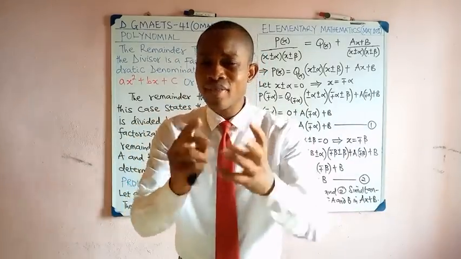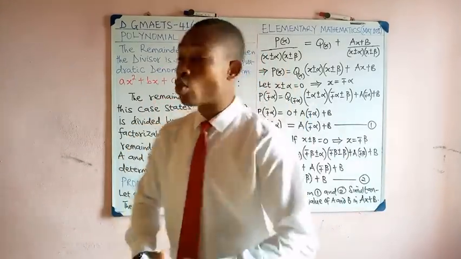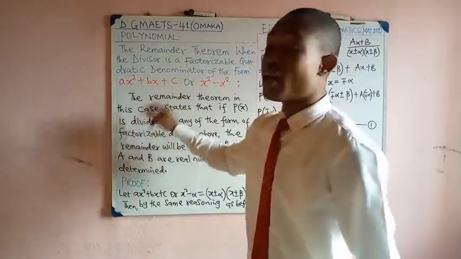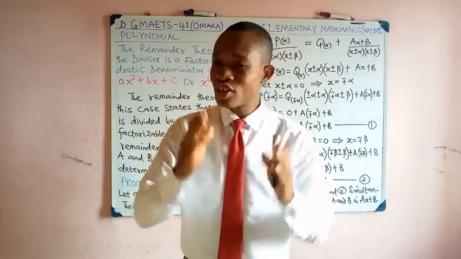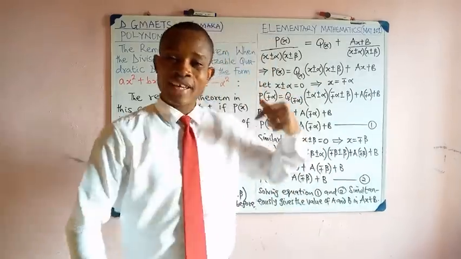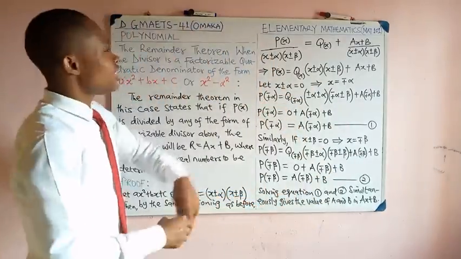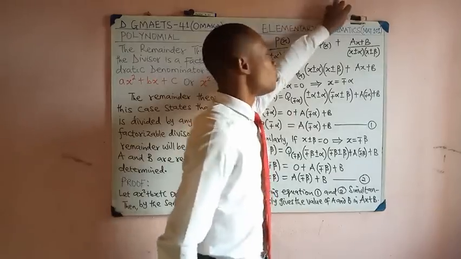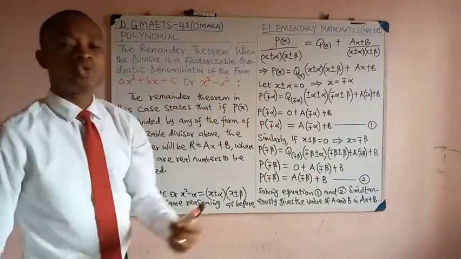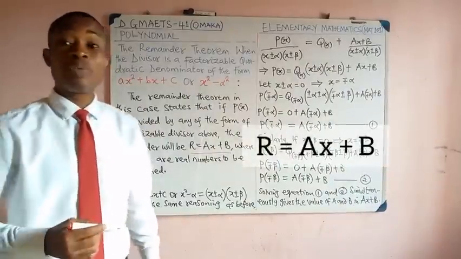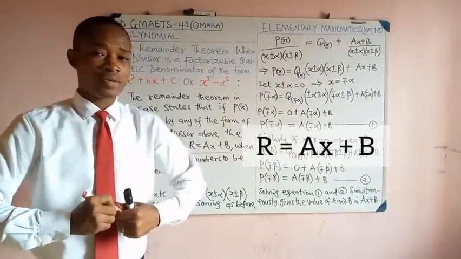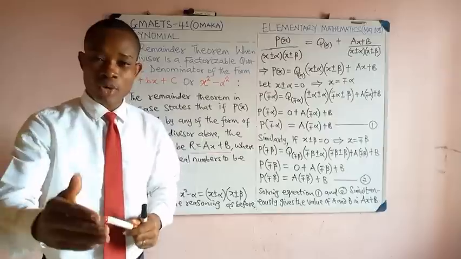So we can apply the same reasoning, the same idea to a case where the divisor is a quadratic expression. Now, what will be the remainder in that case? It's not going to be as simple as what we saw in the case of a linear denominator. In this case, where you are dividing the polynomial by a given quadratic denominator, the remainder will be this. Look at it. ax plus b, where a and b are real numbers to be obtained. So you are the one to determine the value of a and b.